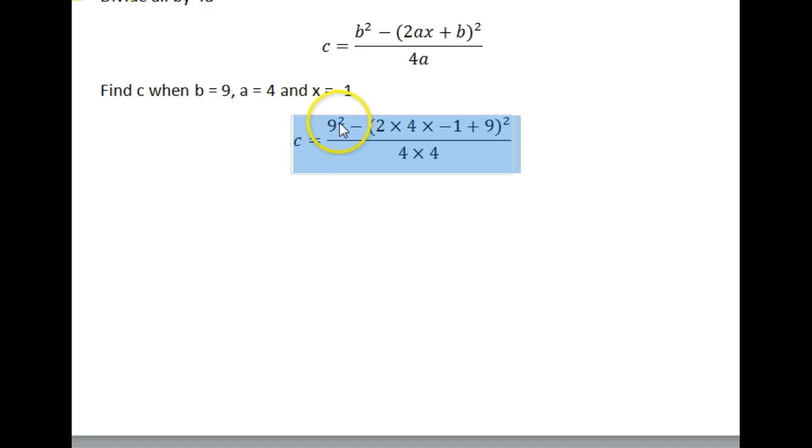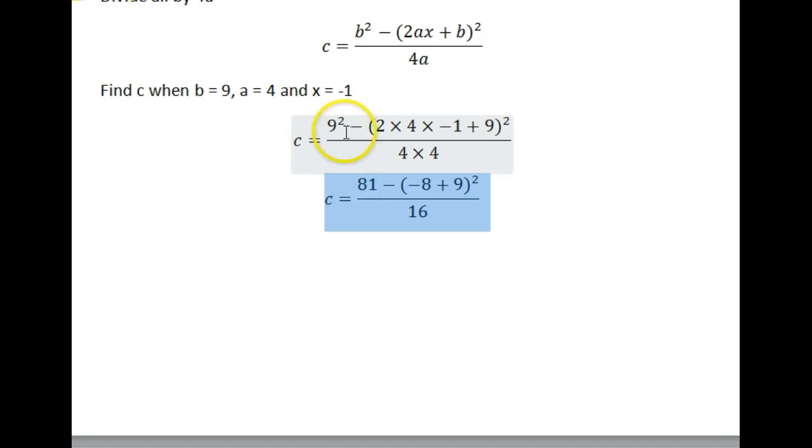So b is 9 squared, which is 81. 2ax is 2 times 4 times -1, plus 9 in the bracket, that bracket's being squared, and 4 times 4 down the bottom. So 9 squared is 81. Have to do the bracket first, BODMAS. 2 times 4 times -1 is -8, plus 9. And 4 times 4 down the bottom is 16. Now I have to do that bracket, -8 plus 9 is equal to +1.